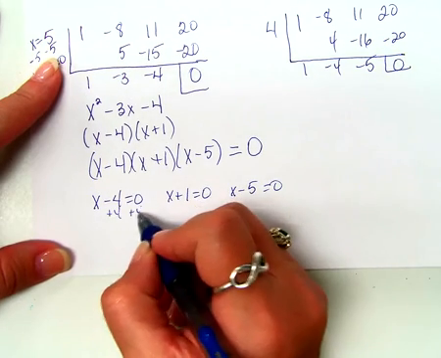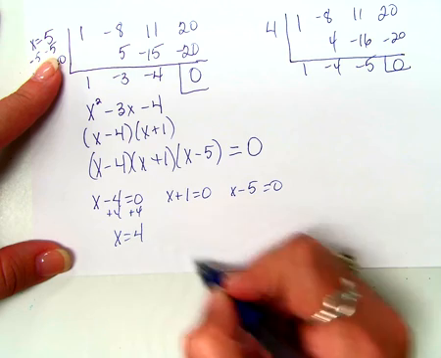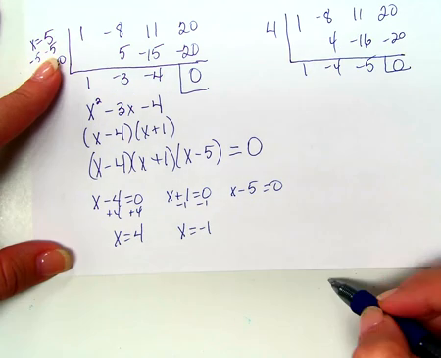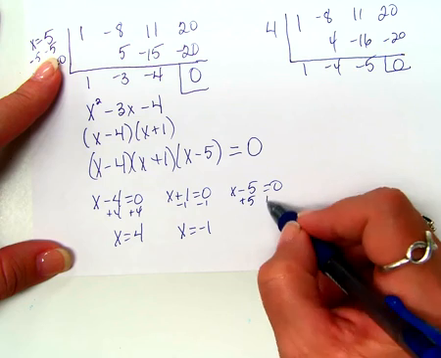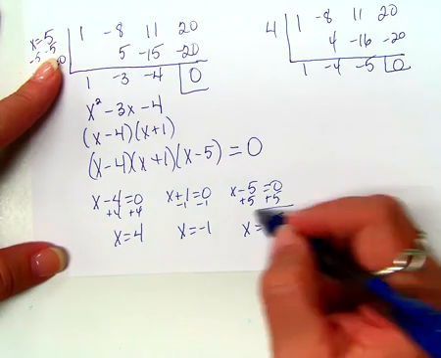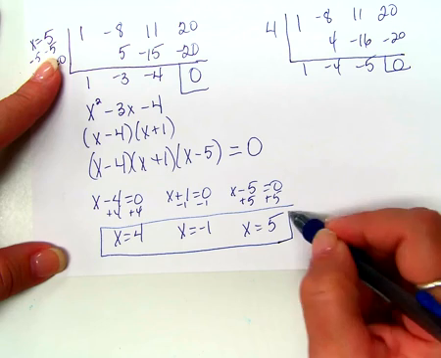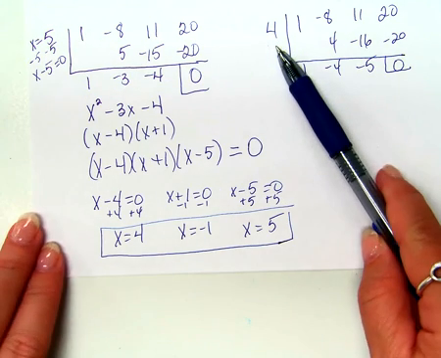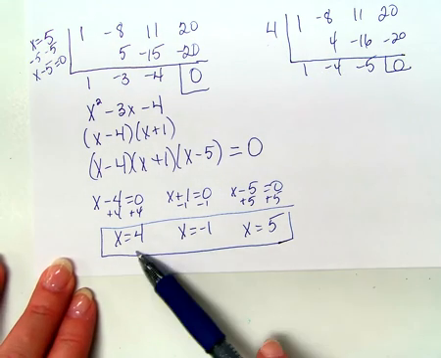If I add 4 to both sides, I get x equals 4. If I subtract 1 from both sides, I get x equals negative 1. If I add 5 to both sides, I get x equals 5. Those are my solutions. What I found up here? Yes, that's one of my solutions, absolutely.